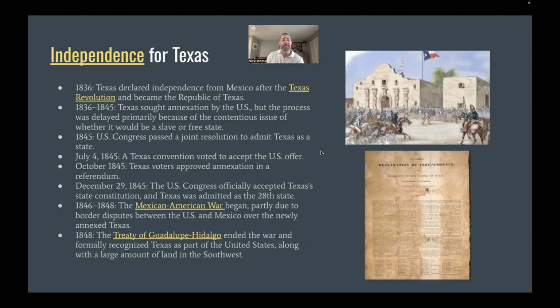But the concern is that if Texas joins, is it going to be a slave state or a free state? Most likely it would be slave because of the expansion of cotton into Texas. And what eventually happens is that Texas has a vote, after it declares its independence, to accept statehood and to join the United States. And this is going to be one of the contributing factors that's going to cause the Mexican-American War that's going to happen in 1846.